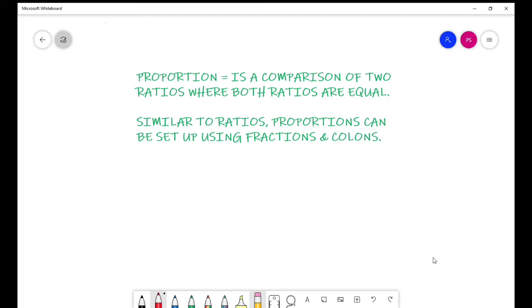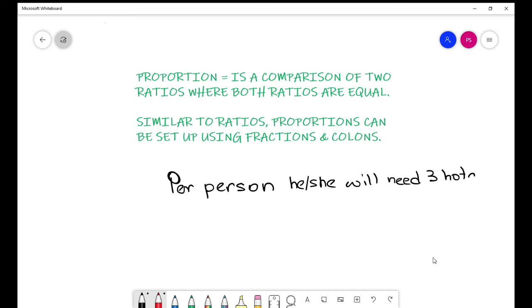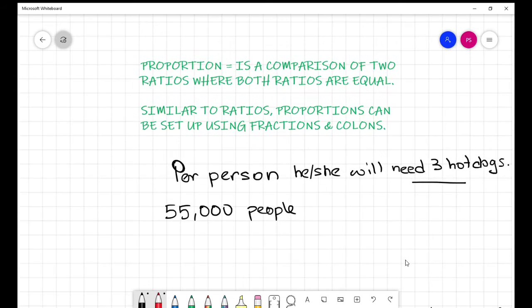Let's consider this example where a food vendor knows that every person attending the event will consume 3 hot dogs. Therefore, per person, he or she will need 3 hot dogs. So what if there is an event where they're expected to have 55,000 people attending? So going at the rate of 3 hot dogs, how many hot dogs should this vendor order?